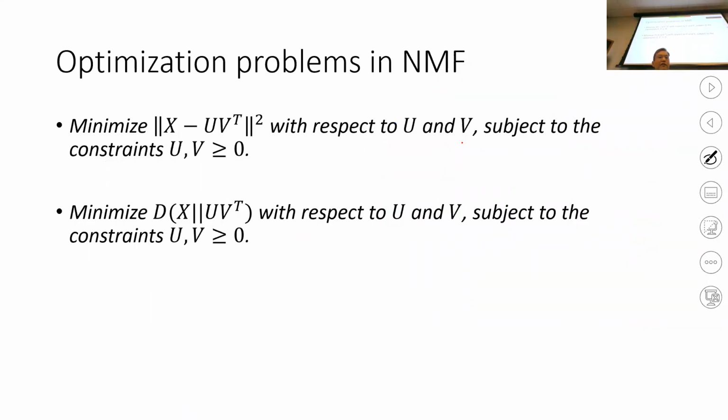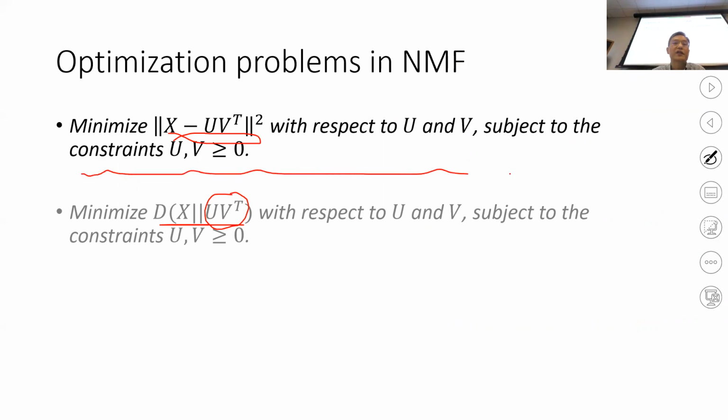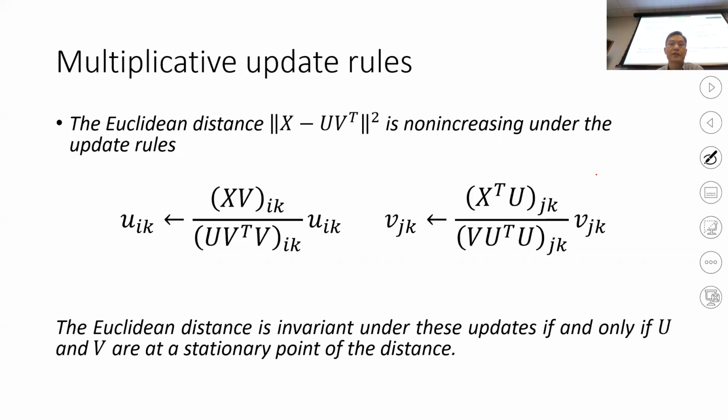For the L2 norm, you minimize this, and for divergence, you minimize this, which measures the distribution difference between them. Now I'm going to show you the iteration function inside this solution here.